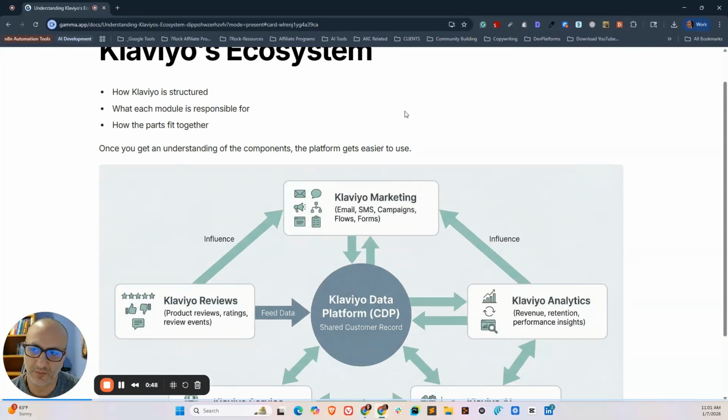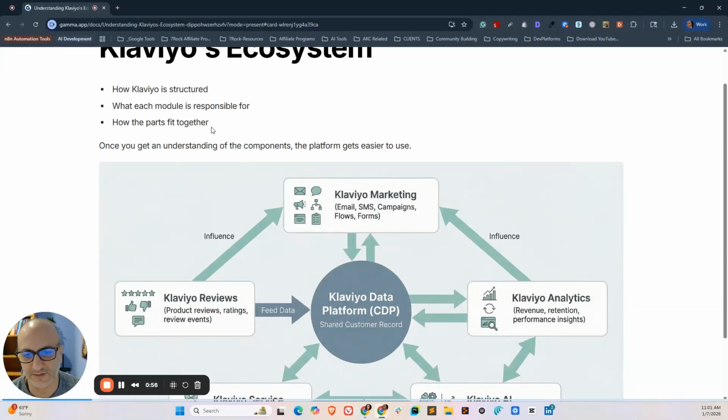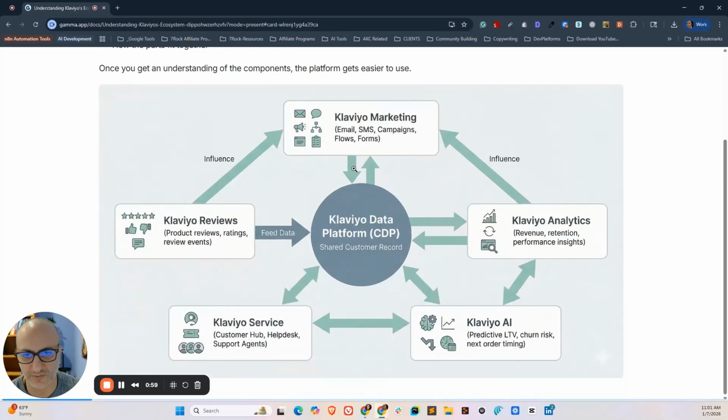So what Klaviyo is structured as, what each module, we call them modules, is responsible for, and then how they fit together. So this is a diagram of all the different components. You've got Klaviyo marketing, which has email, SMS, your flows, your pop-up forms, everything, campaigns. You've got your Klaviyo analytics, which is all your revenue generation, gives you all the insights and the data on how your campaigns are doing, right? Pretty self-explanatory. You've got Klaviyo AI, KAI, that's what they call it.